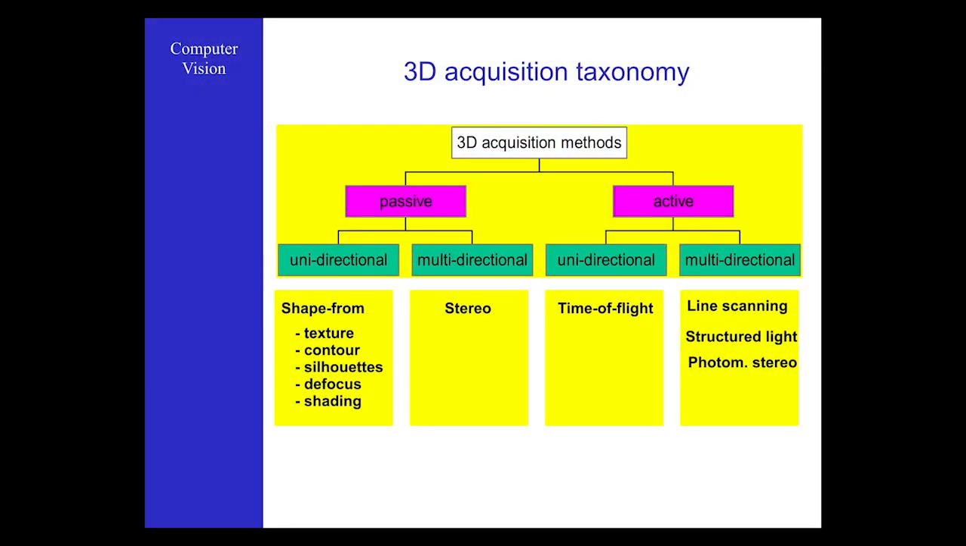Thus far, we have been studying stereo, which is a passive multi-directional technique. Now we move to the other side. We will see our first active method, and that means now illumination is involved, and we do something special to the illumination. We project a pattern. And the method we will start with is this active multi-directional technique, line scattering.